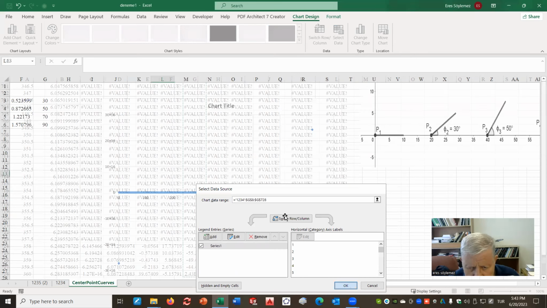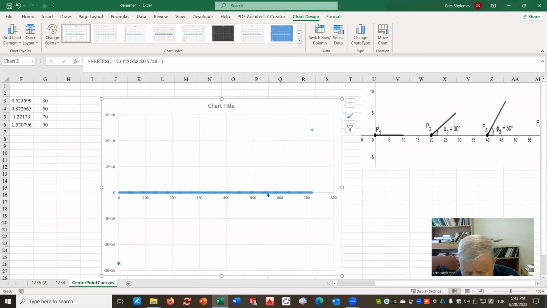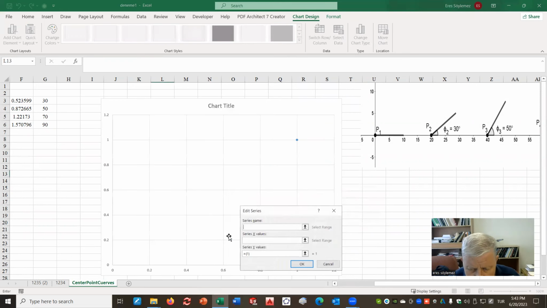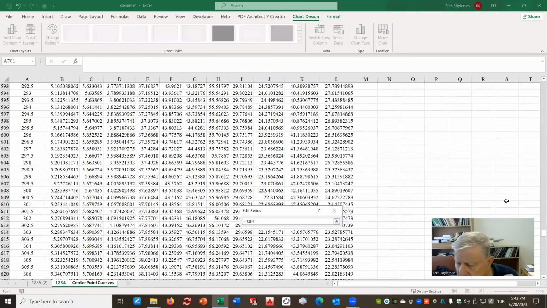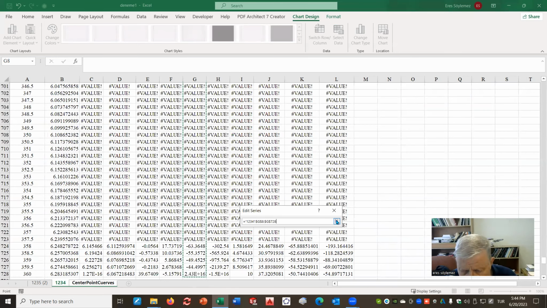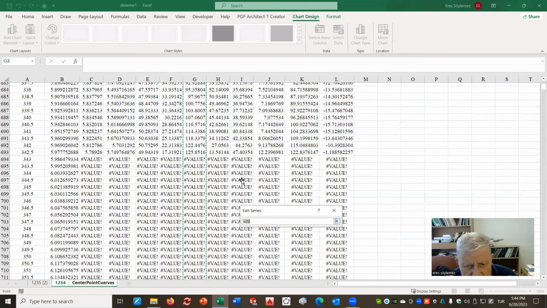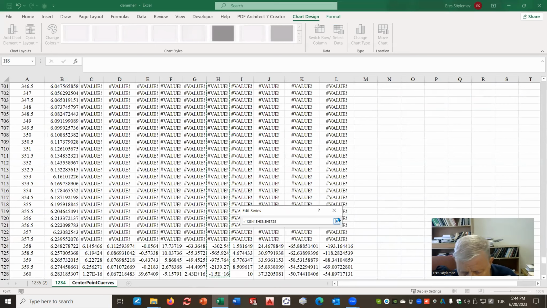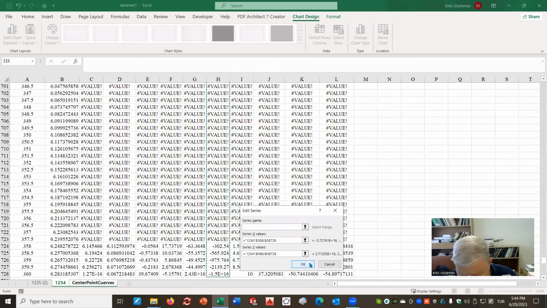I think I did something wrong. Deleted. Select data. Yes, I think I selected something wrong. Go to 1, 2, 3, 4. I select center point, R1, Control Shift Enter. Now, Y values, Control Shift Enter. That's the first part of center point curve 1, 2, 3, 4.